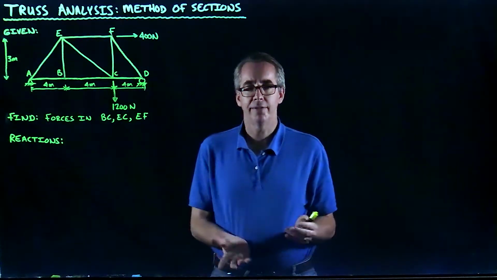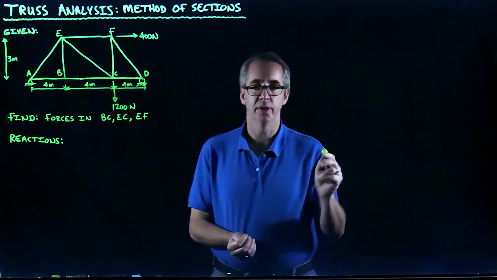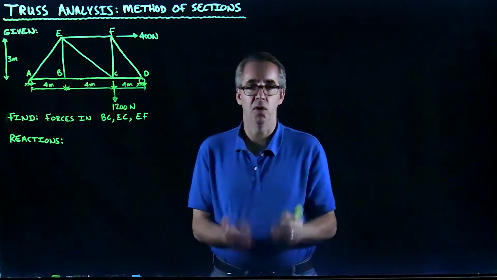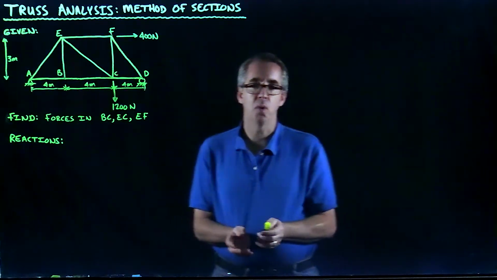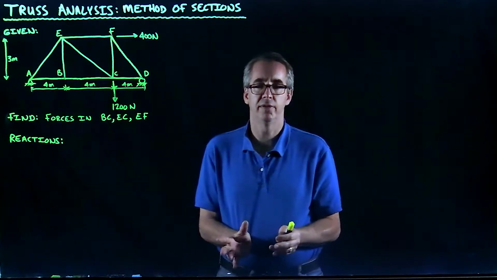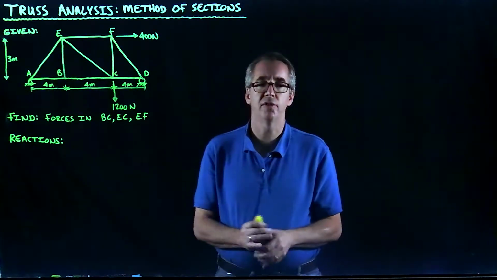So, in classic truss analysis, we go through and use the method of joints, in which we literally work joint by joint and we solve for all the forces in all the members. There are times, however, in which we want only a few forces in a truss. If that is the scenario, we want to use the method of sections.